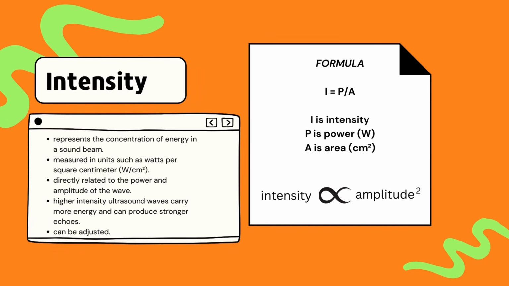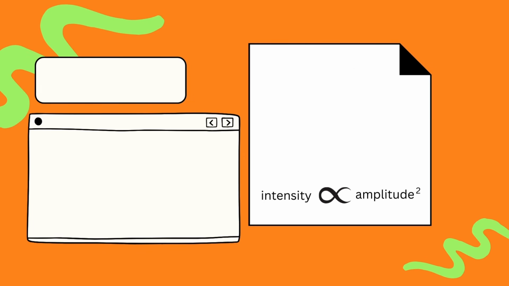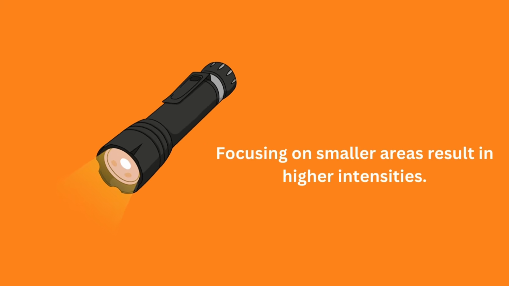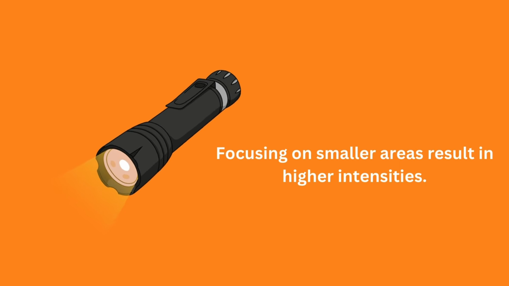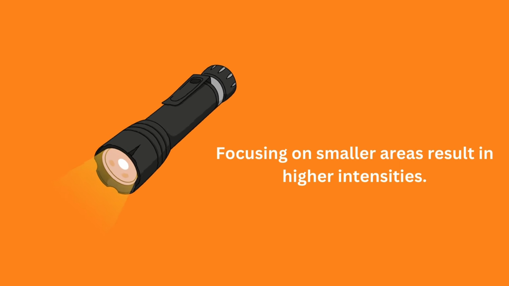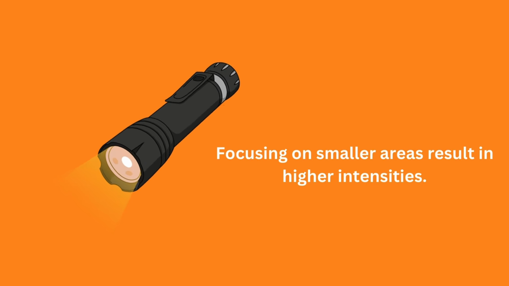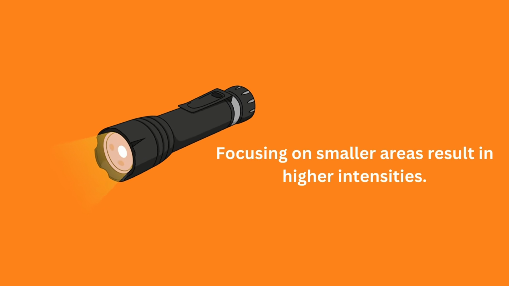Now let's talk about intensity, which refers to the concentration of energy in a sound beam, and it's measured in units such as watts per square centimeter. Now here's the key point. Intensity is directly related to the power carried by the wave and inversely related to the area through which the wave is spreading. Imagine shining a flashlight. As you focus the light into a smaller area, the intensity of the light increases because the same amount of light is concentrated over a smaller space or area. Similarly, in ultrasound imaging, focusing our ultrasound beam on a smaller area can result in clearer images.